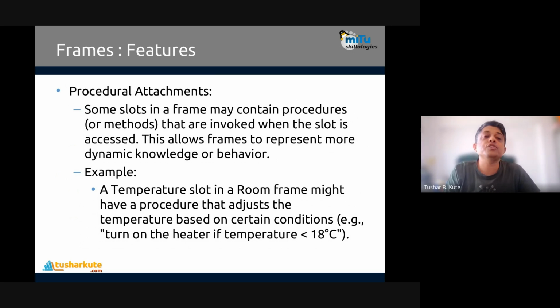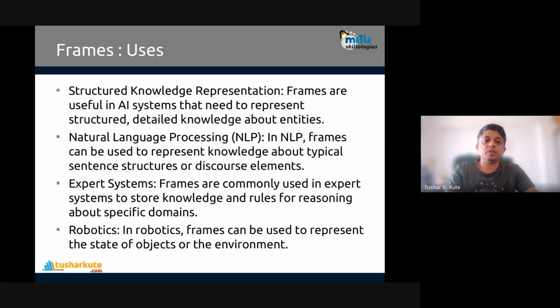The first feature is procedural attachment. These slots in a frame may contain procedures, functions, like object-oriented programming contains functions, which allows the frame to represent more dynamic knowledge or behavior. For example, a temperature slot in a room frame might have a procedure that adjusts the temperature based on certain conditions. For example, turn on the heater if temperature is less than 18 degrees centigrade. Some procedure or function is doing this work.